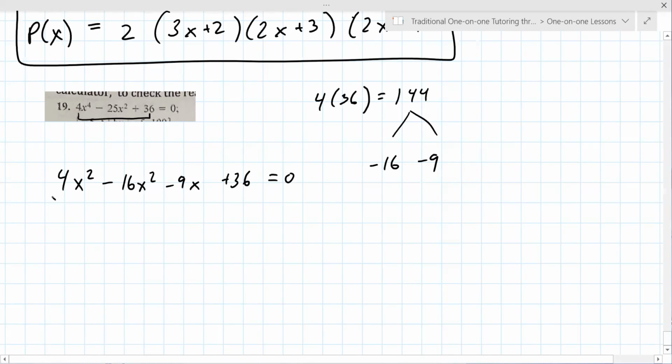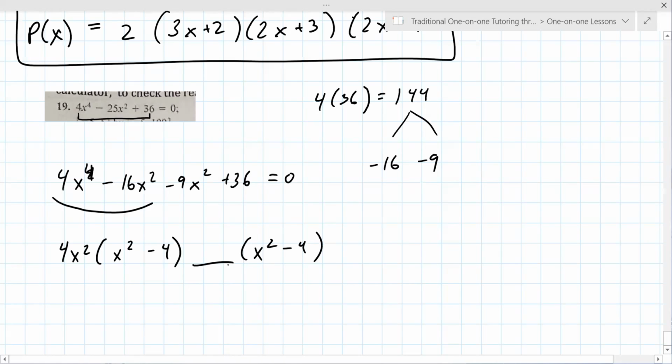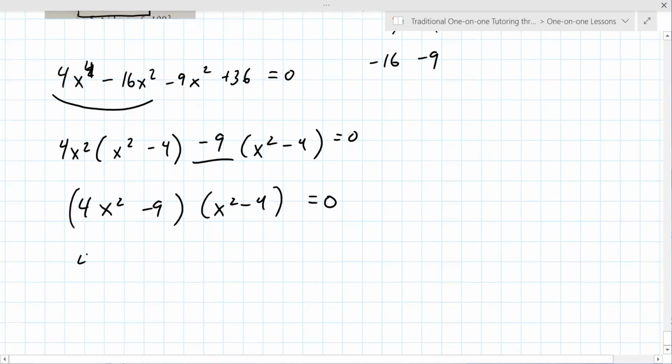Equals 0. So now it's grouping again. So this, oops, that's to the 4th. So this is 4x squared, and that gives you x squared minus 4. That's a squared. So then you're at x squared minus 4 here. What do I put there? Minus 9 seems to do the trick. So that's 4x squared minus 9 times x squared minus 4. And then you set each of these equal to 0. So you set 4x squared minus 9 equal to 0, and x squared minus 4 equal to 0.